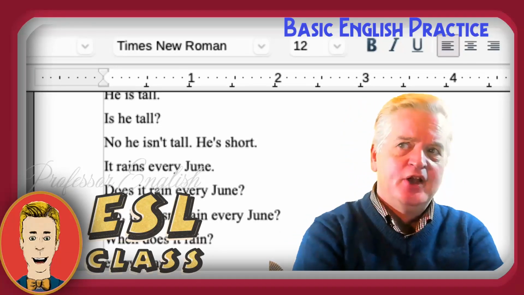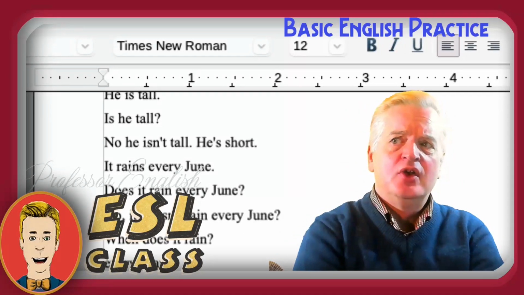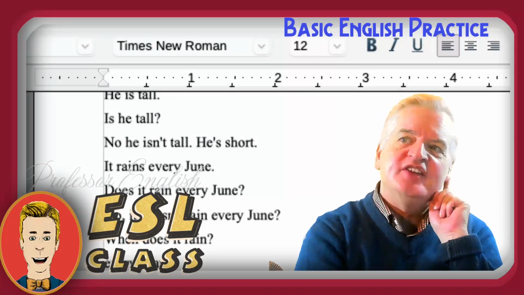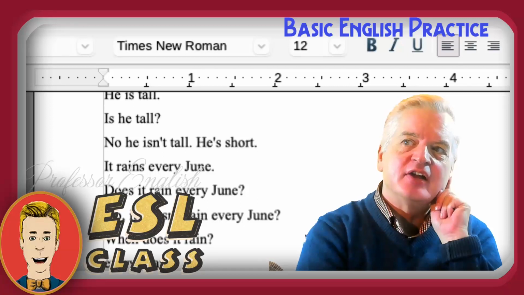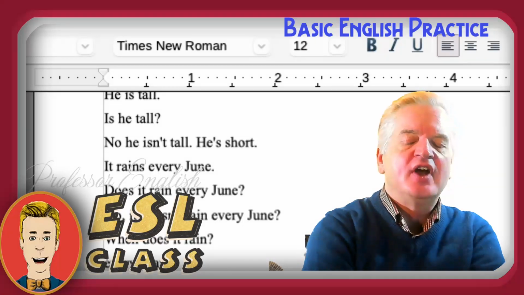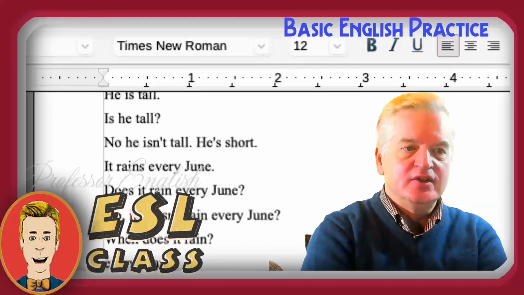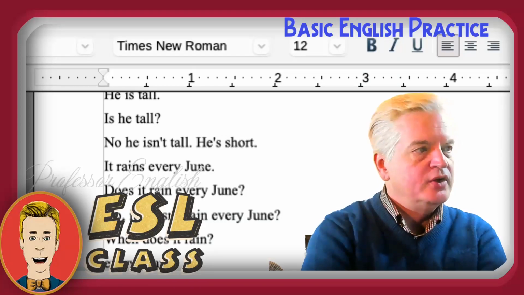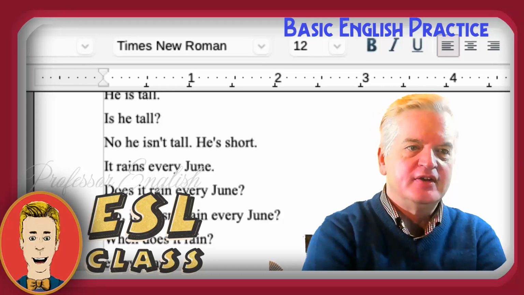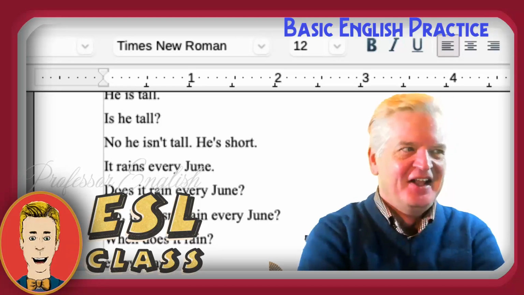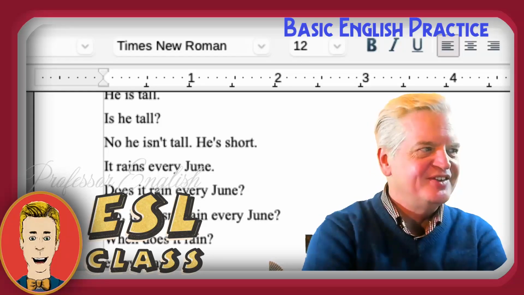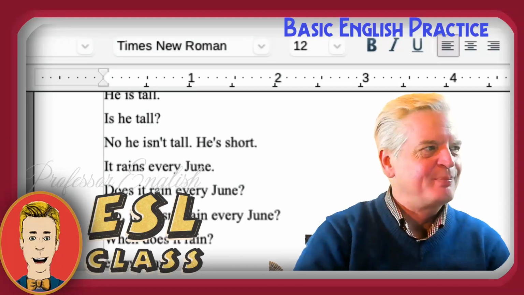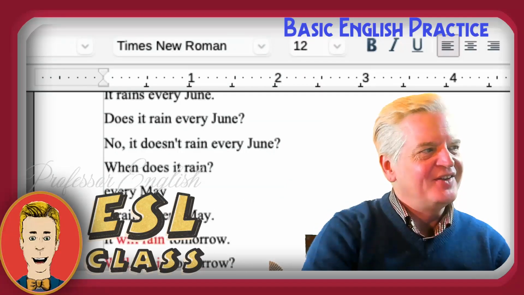No, he is not. No, he's not. Listen. No, he's not tall. No, he isn't. No, he isn't tall. He's short. That's the opposite. No, he isn't tall. He's short.